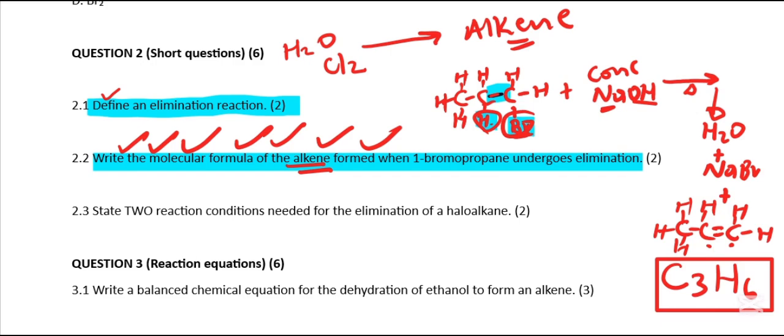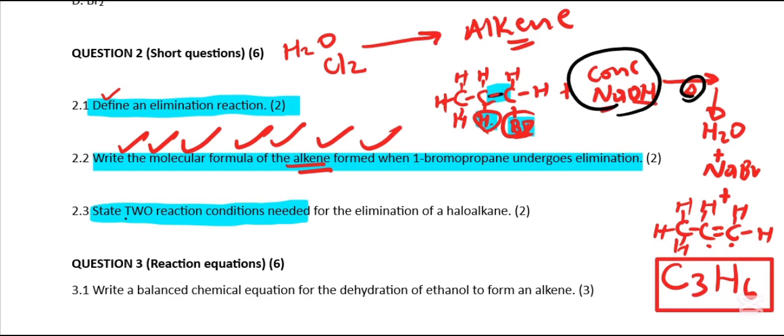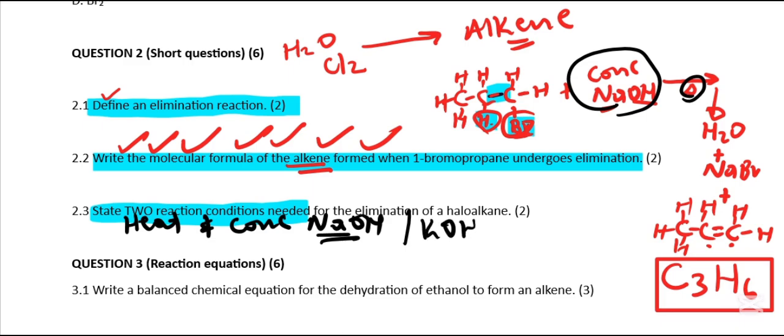Then the following question says state 2 reaction conditions. This one is very easy. Heat and concentrated strong base. So that is heat and concentrated sodium hydroxide, or you can say concentrated strong base, or you can say KOH in ethanol.